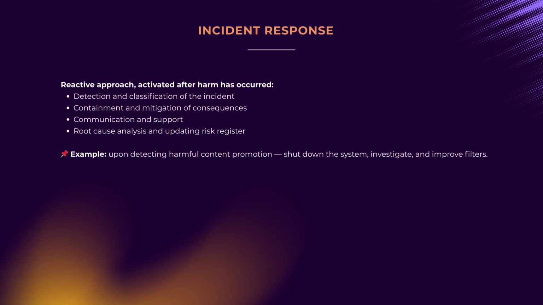The incident response procedure. This is a reactive approach that is activated as soon as we have recorded the fact of harm being caused. This process includes incident detection, for example, through system alerts or a user complaint; classification, what type of harm has been done, whom and on what scale it has affected; containment and elimination of consequences, immediate stopping of the malicious process, installation of a patch or temporary disabling of a module; communication and support, notifying the affected parties, offering compensation, notifying and reporting to regulators; root cause analysis and updating the risk register. For example, if a recommendation system started promoting extremist content, we immediately disable this functionality, launch an internal investigation, and correct the algorithms and filtering.